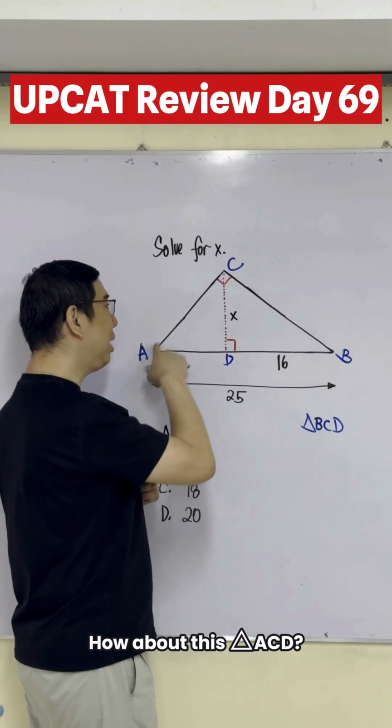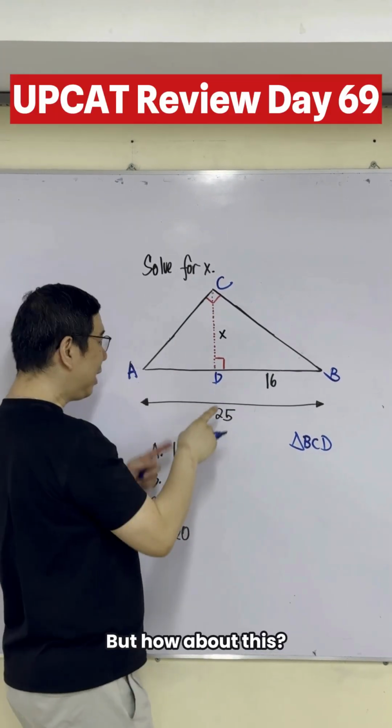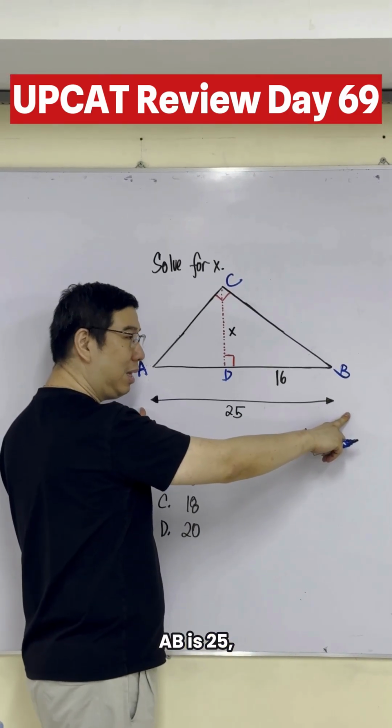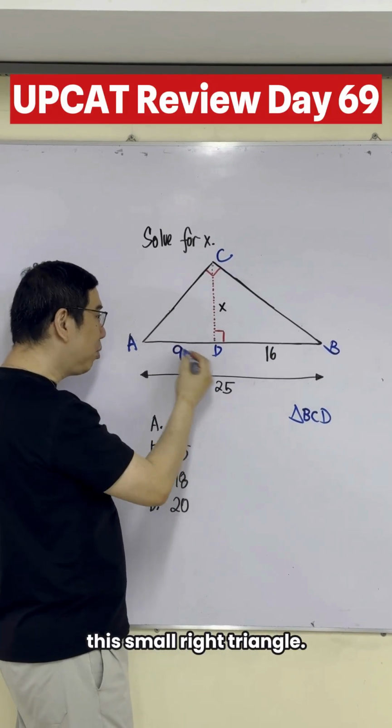How about this triangle ACD? Ano ba meron natin? Meron tayong X. Wala tayong ito. But how about this? Do we know AD? Somehow. Paano? 25 AB, BD is 16. Therefore, AD should be 9. Therefore, we have to use this small right triangle.